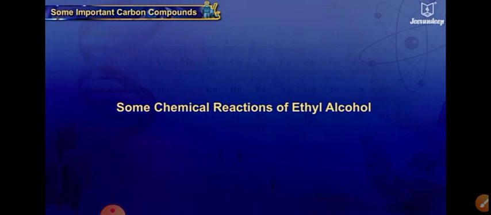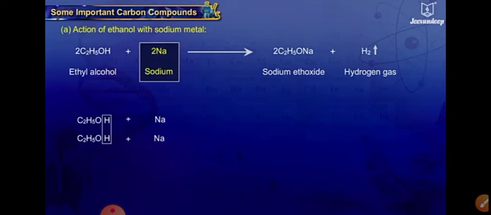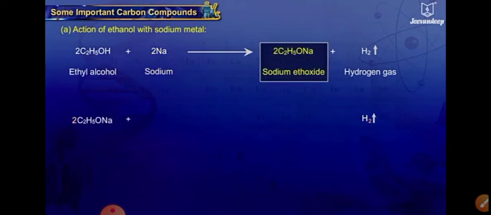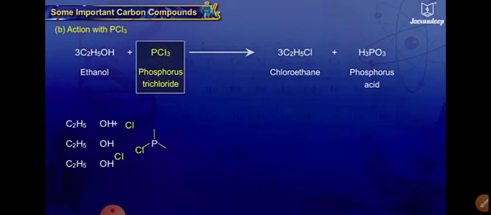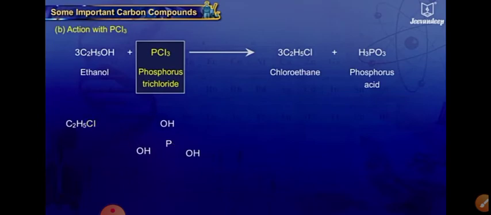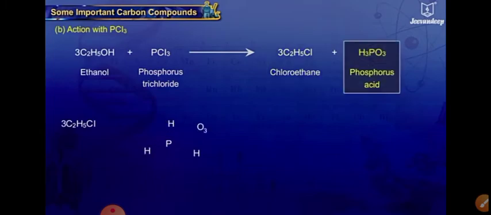Some chemical reactions of ethyl alcohol, that means ethanol. When ethyl alcohol is combined with sodium, hydrogen is removed and sodium combines, and then we get sodium ethoxide and hydrogen is liberated. When ethanol is paired with phosphorus trichloride, then instead of hydrogen, OH is removed, and we get chloroethane and phosphorus is liberated.